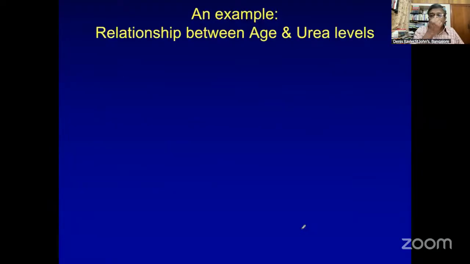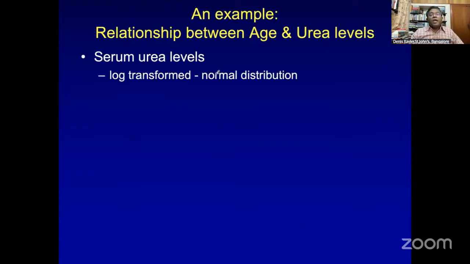Okay, let's take a real example now. Relationship between age and urea levels, serum urea levels. Now, it so happens that some data are not normally distributed. So what we do is we have to log transform it. I'm also showing you data transformation briefly now. So sometimes when you get log transform data, you're wondering, what is this? Why did they do that? So when it is not normally distributed, one of the options is to transform it so that you get normal distribution, and you do the analysis.